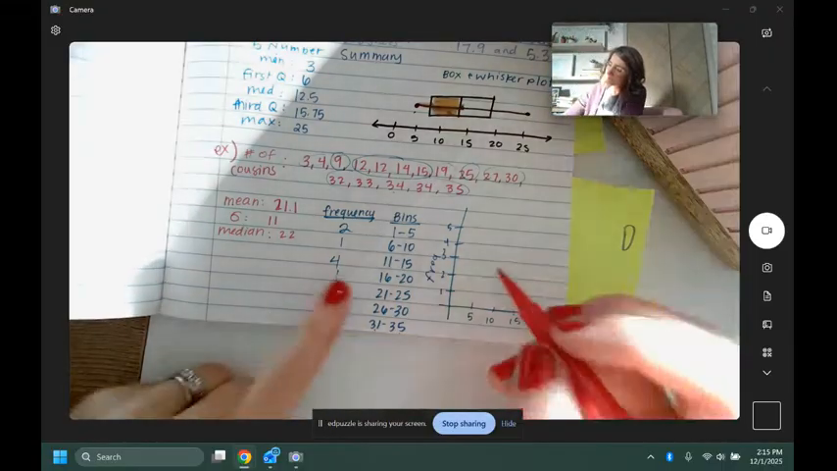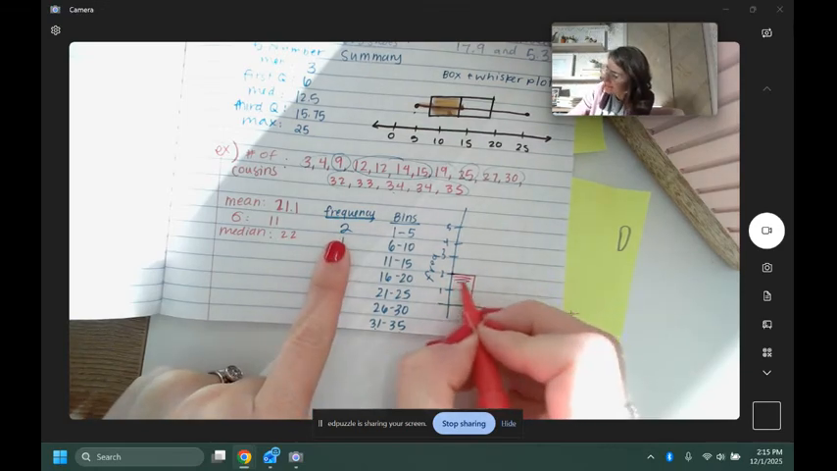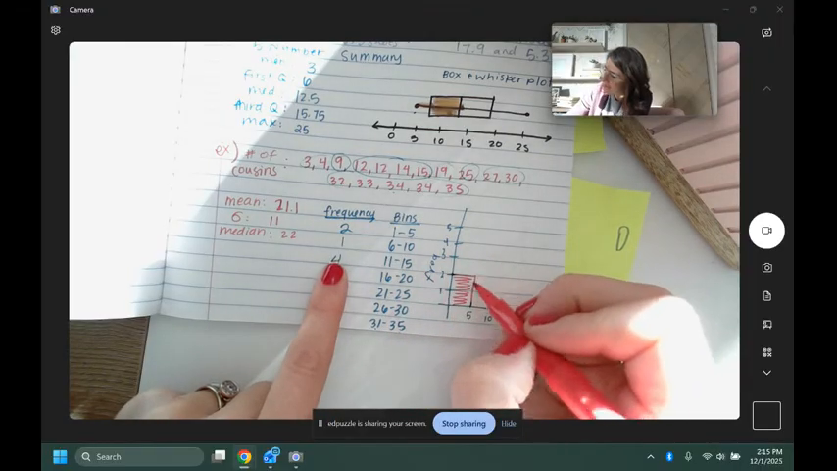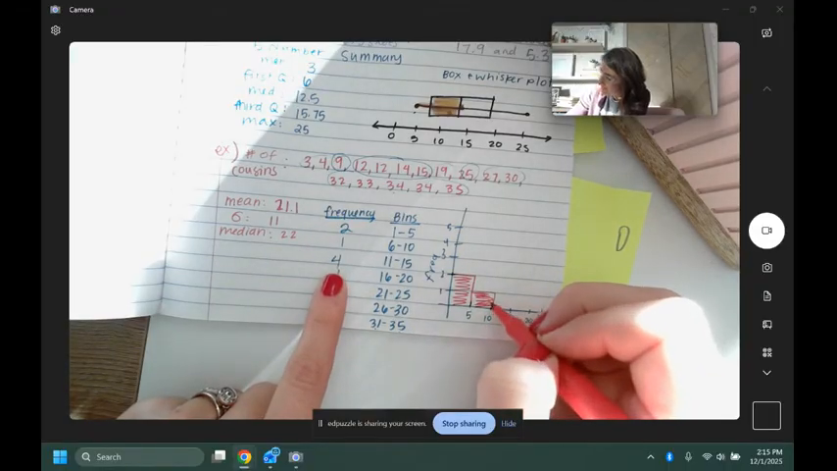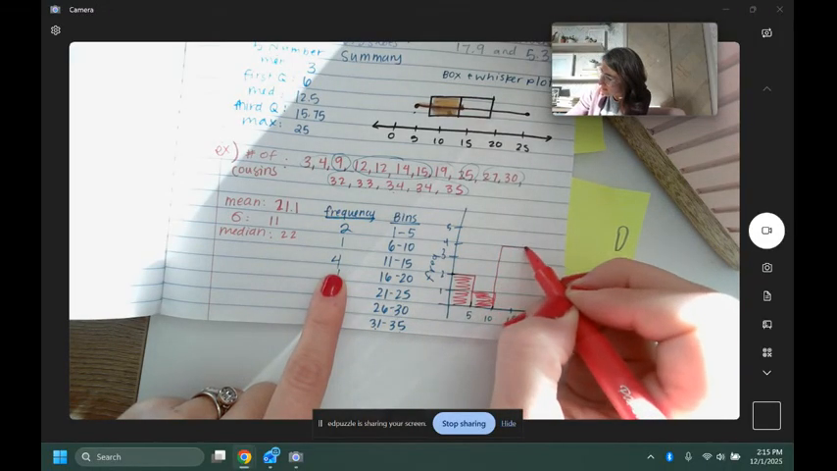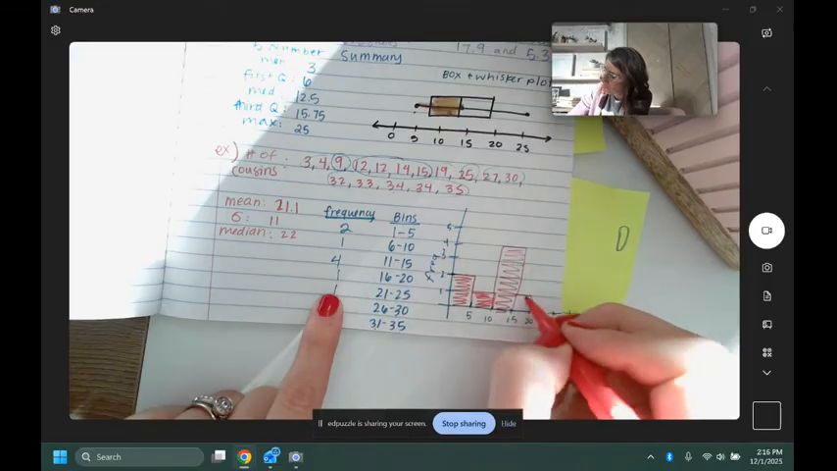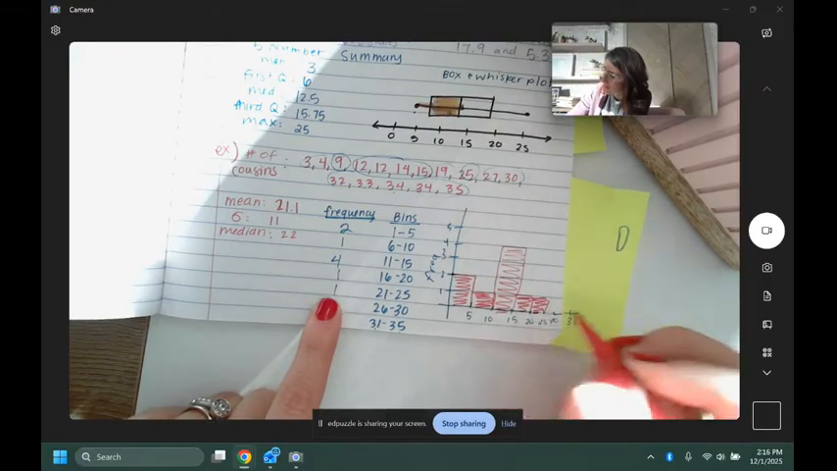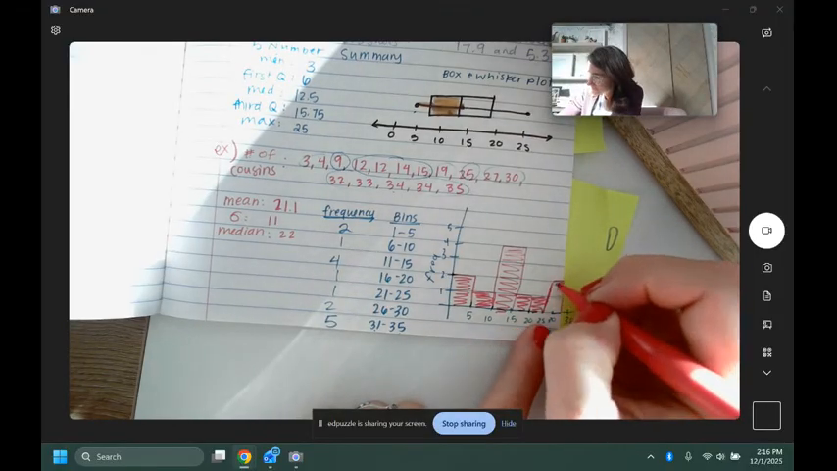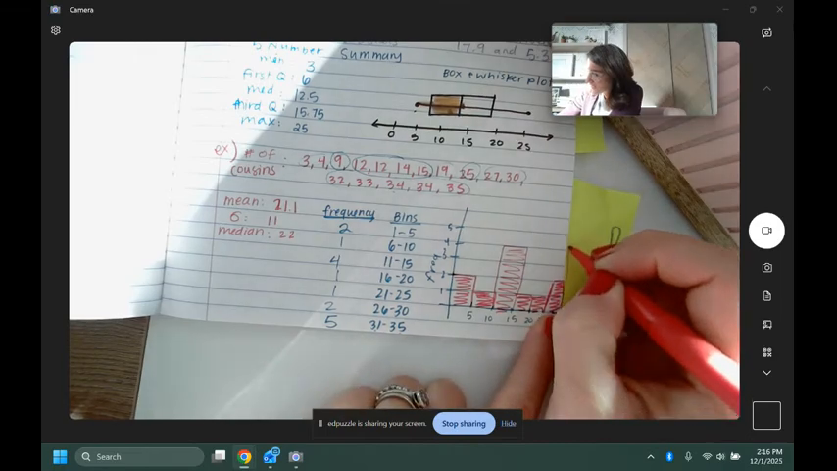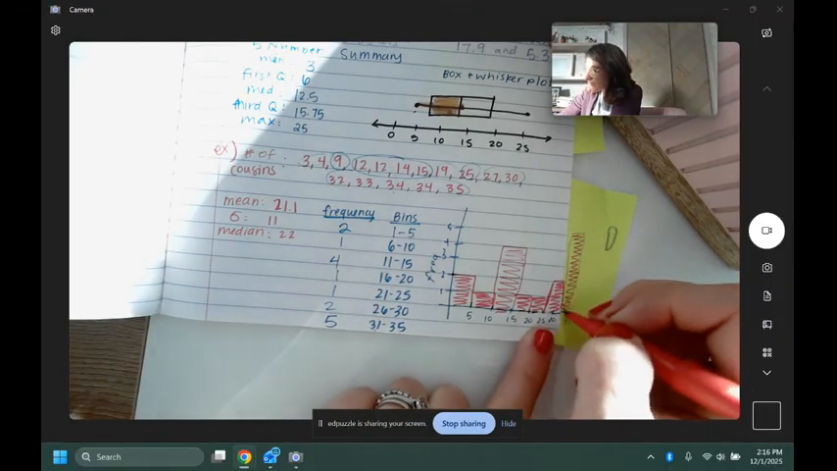Now I'm going to draw my bins. So here between 1 and 5, 2 people had that many cousins. Between 6 and 10, 1. A lot of people had between 10 and 15, all the way up to 4. One person. 2 people had between 25 and 30. And then 5 people had between 31 and 35.